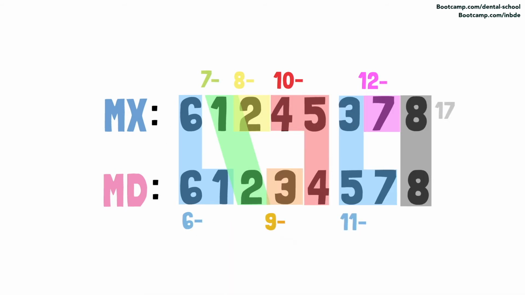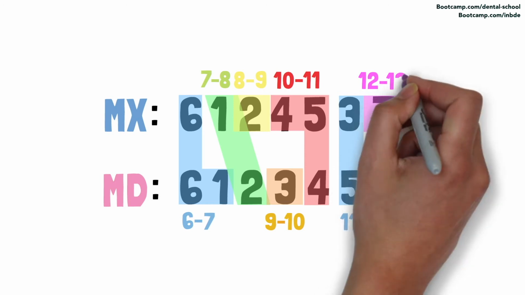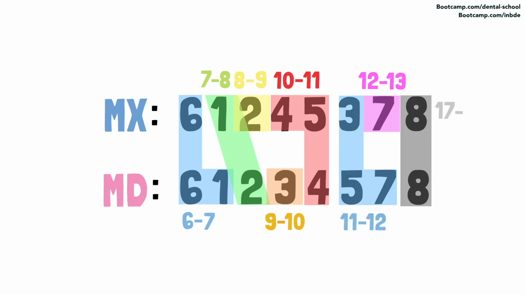We'll then add dashes behind each of these numbers as we're creating age ranges. We'll head back to our blue 6 and add a 7. The green 7 gets an 8, the yellow 8 gets a 9, the orange 9 a 10, the red 10 an 11, the blue 11 a 12, the purple 12 a 13, and the gray 17 a 21, as the third molars can erupt in a span of 4 years between the ages of 17 and 21, which is essentially around the time when a person is in college.